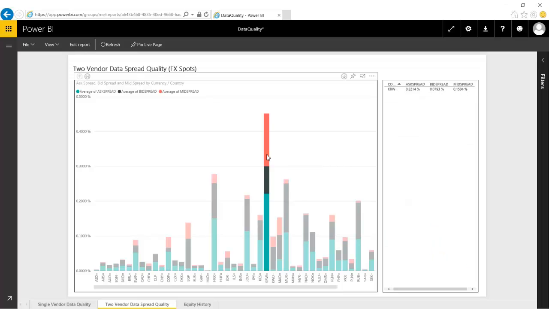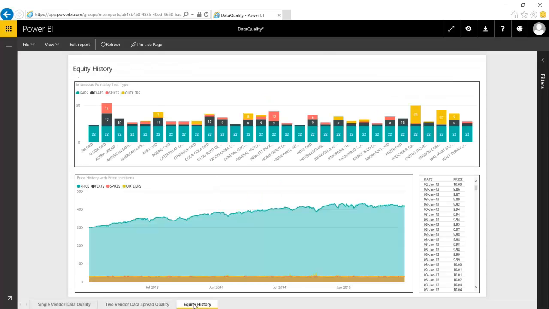But even then, if we look at something like Korean won, we can see that those spreads are still fairly small, only fractions of a percent. So as one might expect, the FX rate data quality spread between multiple vendors is in fact quite small. This may not be true for different attributes for different asset classes, but certainly for FX, these spreads are relatively small.